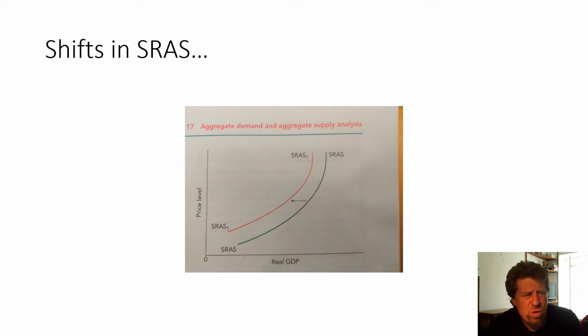We can move along the curve if the prices are changing, or we're supplying less or more. We're moving along the curve, but there is a possibility also of shifting the curve. Obviously, it's good for the economy if we shift it towards the right rather than the left. But sometimes it shifts to the left anyway, unintentionally.